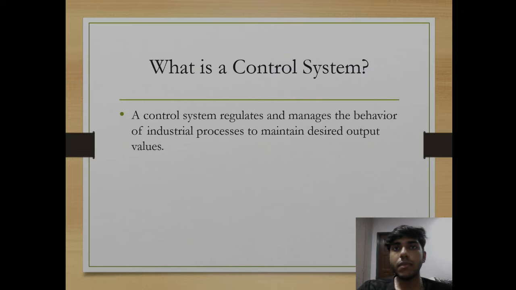A control system is used to regulate and manage the behavior of industrial processes so that the output reaches the desired value. Control systems are widely used in many industries and everyday devices.